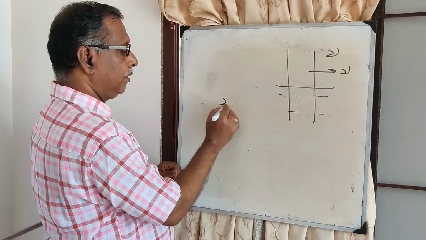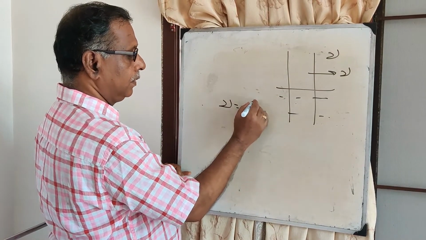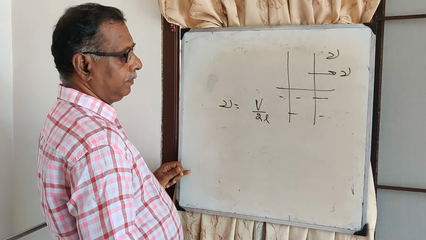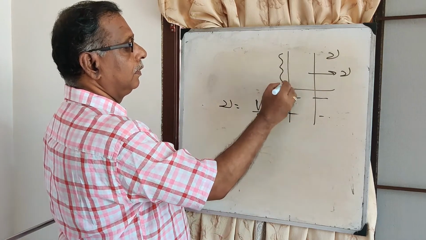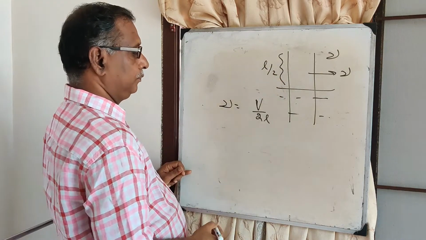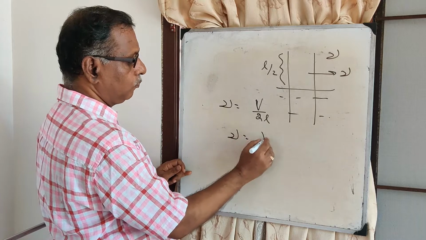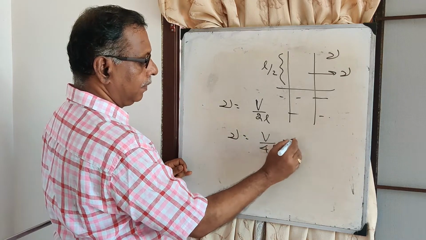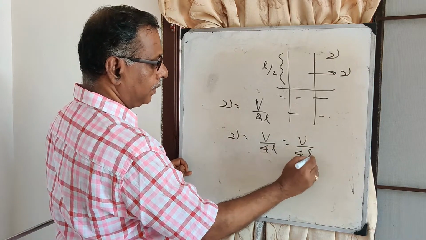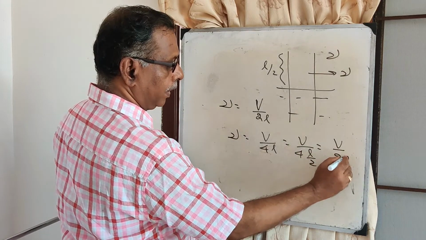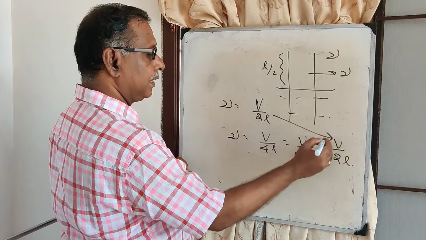In an open pipe, the fundamental frequency nu equals V by 2L. When half the pipe is dipped in water, the length becomes L by 2, but it becomes a closed pipe. For a closed pipe, nu equals V by 4L. Here, V divided by 4 into L by 2, that means V divided by 2L. Therefore, the original frequency itself.